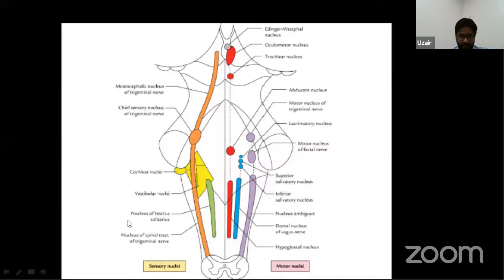Then we have the nucleus of tractus solitarius responsible mainly for the taste sensation, and then we have the vestibular and cochlear nuclei that consist of a pontine part and a medullary part as well.